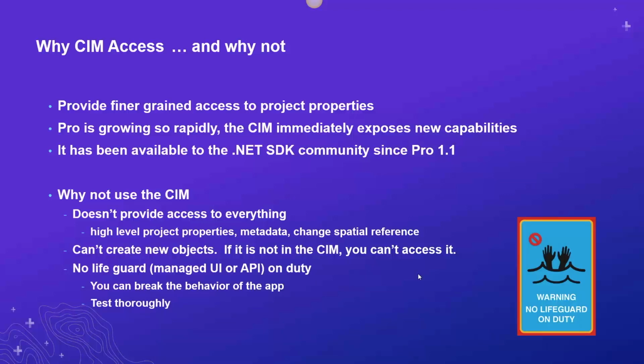Now, the most important lesson here is there really is no lifeguard on duty, right? When you work with the managed UI or managed API, we're going to block you from doing certain things, right? There are certain states where you may break the behavior of the app because through the API or the UI, we block you from doing contradictory things. But if everything is in the CIM, you could potentially create scenarios that just don't make sense, and the application may not behave correctly. So the lesson here is you must test thoroughly. You must create copies of your projects just to make sure that you don't jeopardize getting the application into an odd state. So please test.